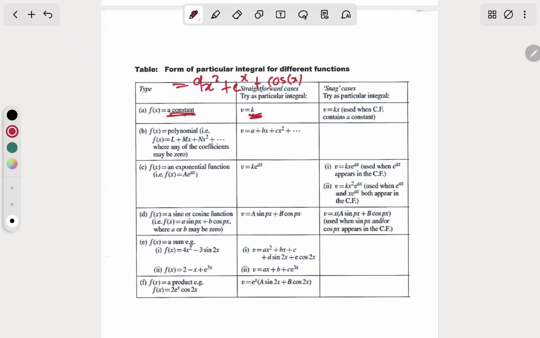It is when I have a constant on the other side, but then when I was finding my u, which is the complementary function, I found one of them being a value.